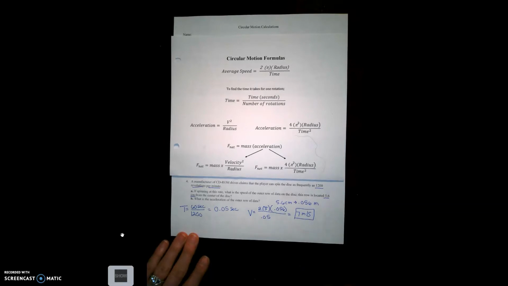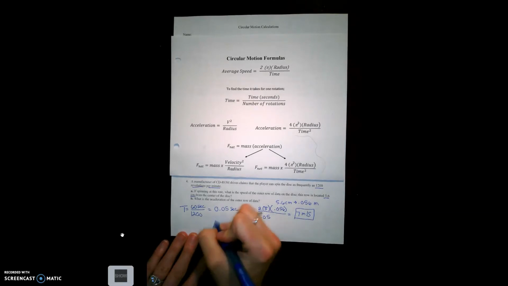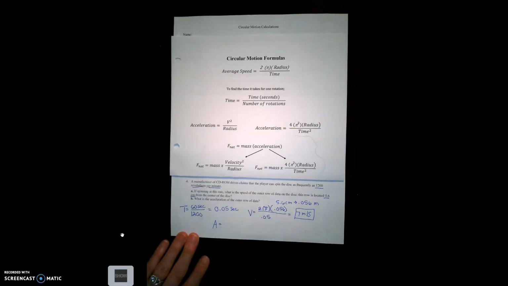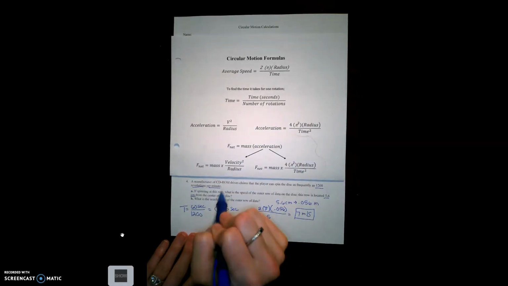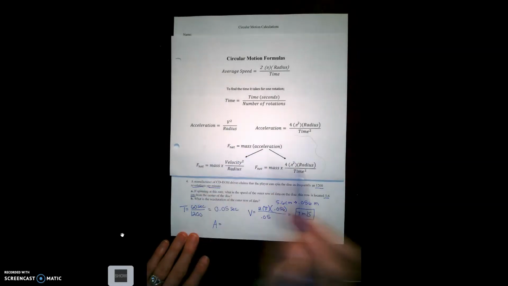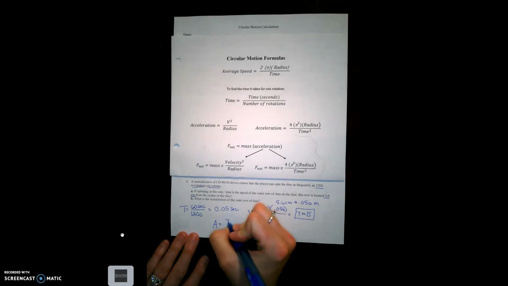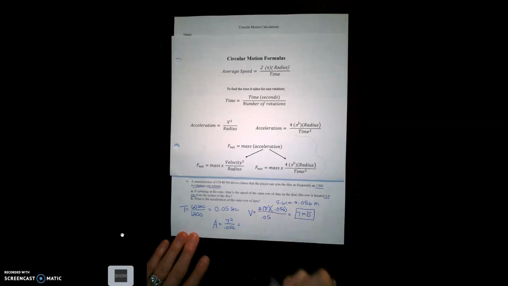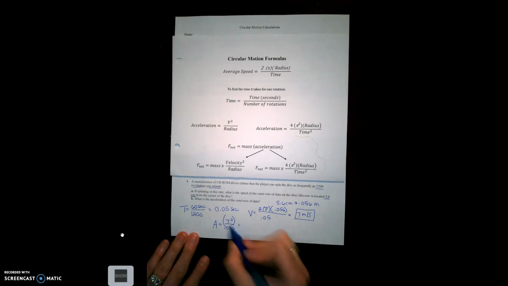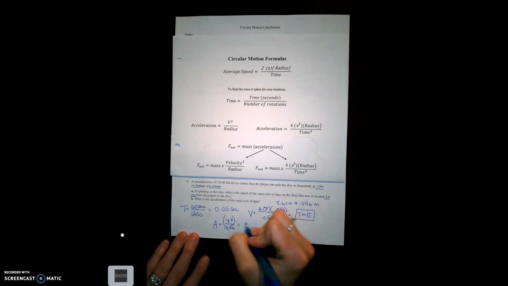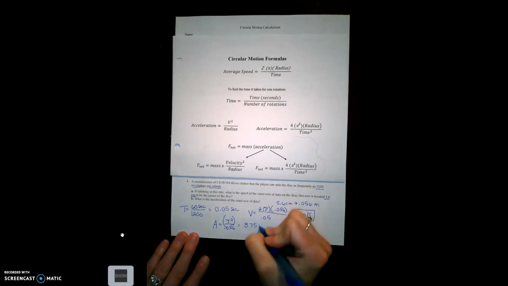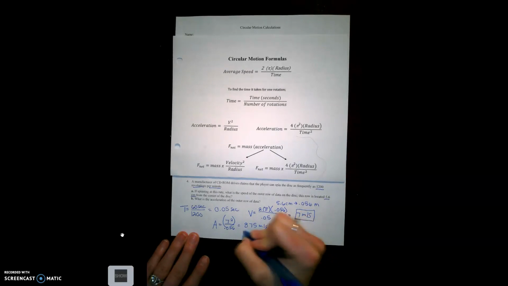And then finally, looking for acceleration, we are going to be looking at our acceleration formulas. We have our velocity, we have our radius, so we're going to use that formula. So 7 squared divided by our radius, which we found is 0.056. Make sure you square your velocity first and then divide to get 875 meters per second per second. That is your acceleration. And that is it.